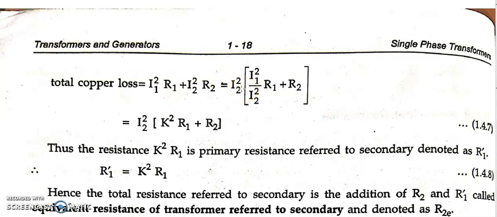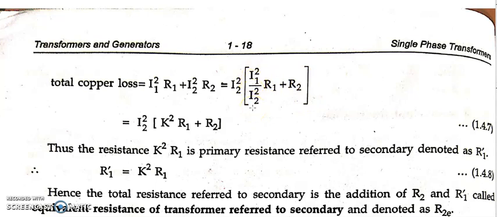Because we are doing all this to have the equivalent resistance when referred to secondary. That is, we transfer all the resistance from the primary side to the secondary side. So this is why we take I2 square as common. If I take I2 square as common, what will I get in the bracket? I1 square by I2 square into R1 plus, since I have taken I2 square common, only R2 will remain. So we know that I1 by I2 is K.